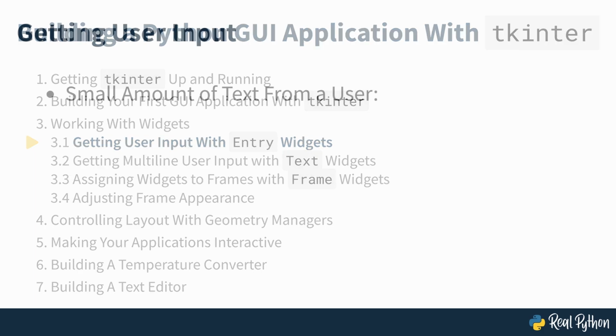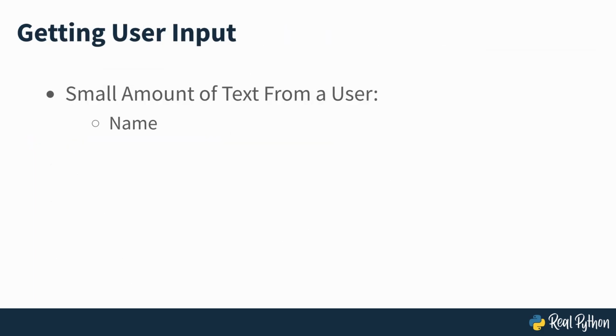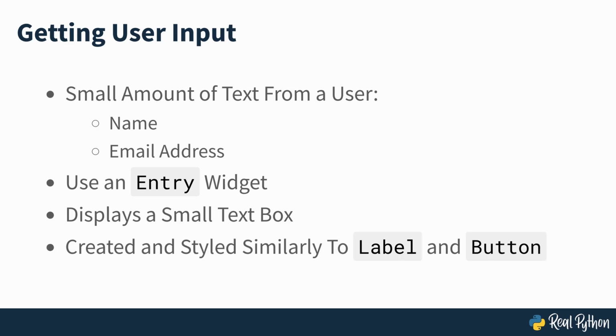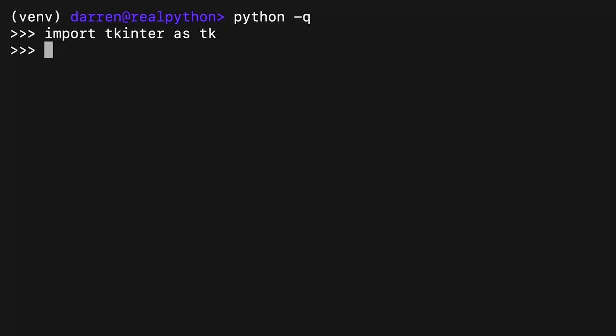When you need to get a little bit of text from a user, such as a name or an email address, you can use an entry widget. It will display a small text box that the user can type some text into. Creating and styling an entry widget works pretty much like the label and button widgets you've already seen. The code seen on screen creates a widget with a blue background, some yellow text, and a width of 50 text units.